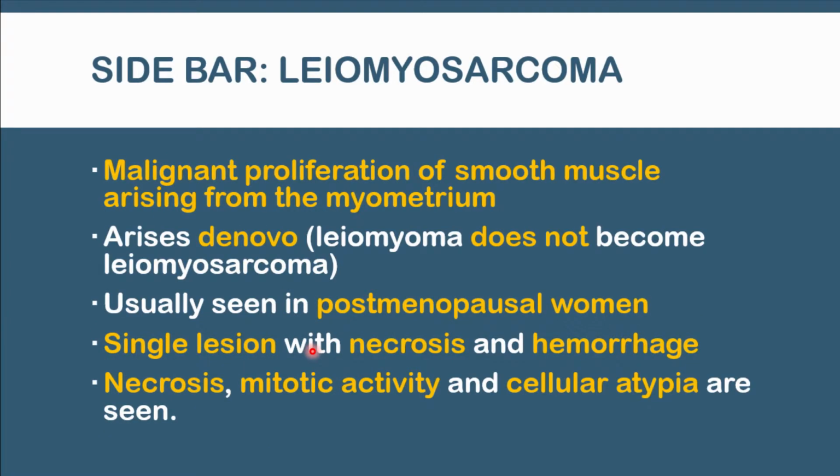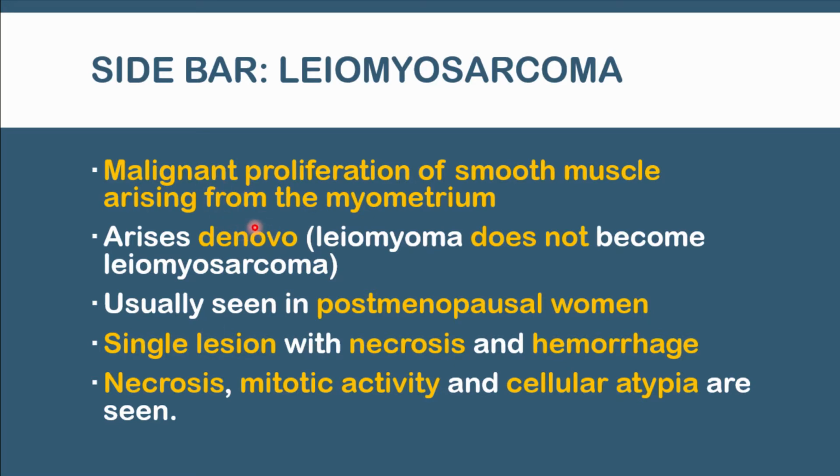Just a sidebar to mention the other side of the coin, you may get a malignant tumor referred to as a leiomyosarcoma. It is extremely rare. We never say never in medicine, but it's extremely rare for a fibroid to actually become malignant, to become cancerous. In most cases, leiomyosarcoma is a malignant proliferation of smooth muscle cells that arises from the myometrium.